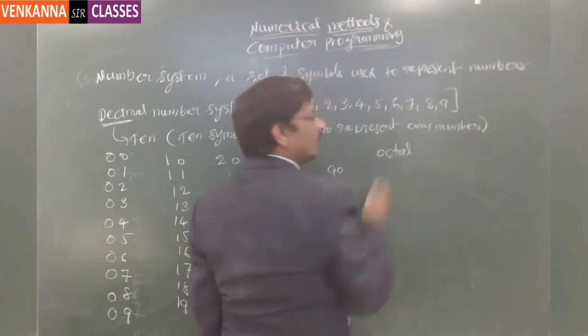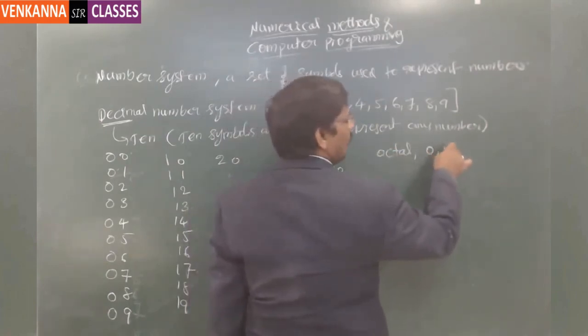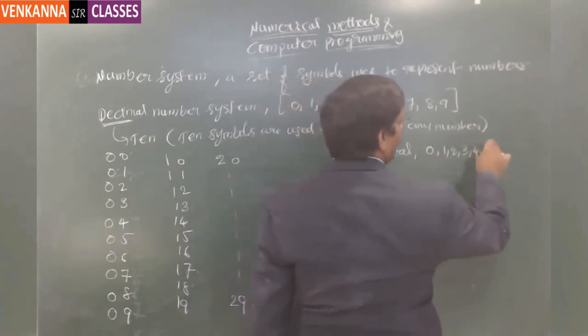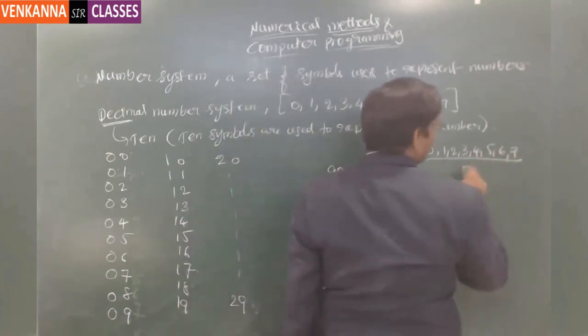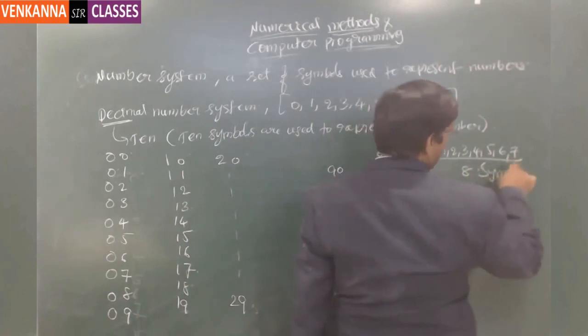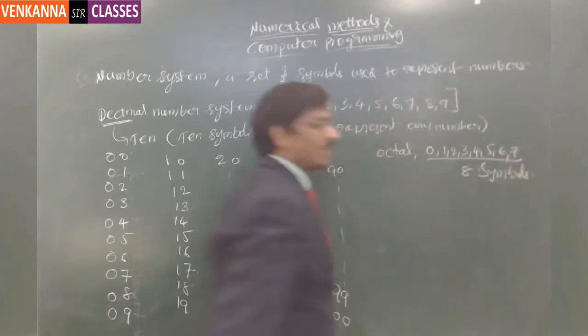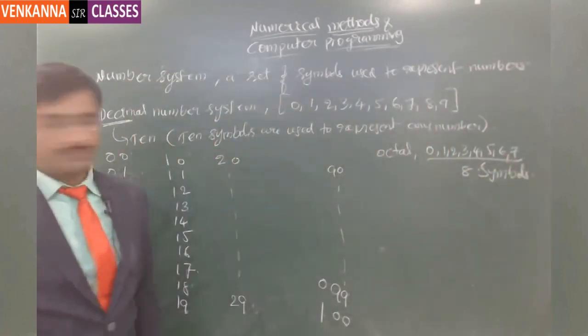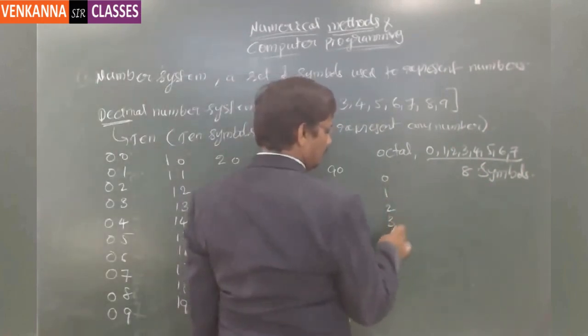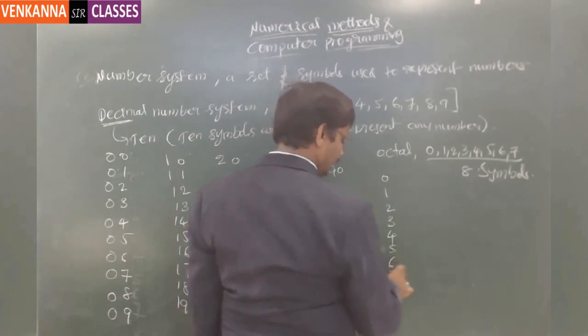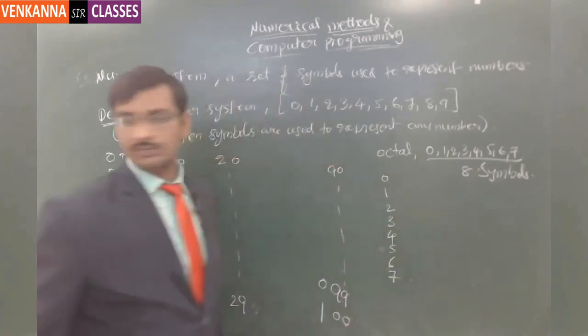So if it is an octal number system, I can make use of 0, 1, 2, 3, 4, 5, 6, 7. Now these are a total of 8 symbols. These 8 symbols I can make use of to represent any number. So here 0, 1, 2, 3, 4, 5, 6 and 7. So I have used all the symbols now.